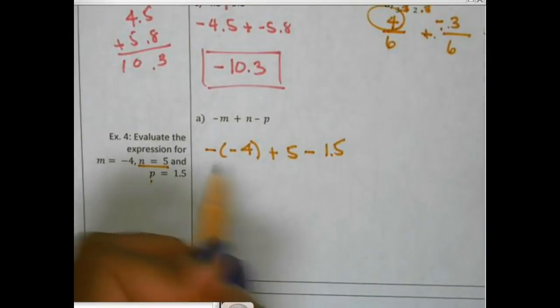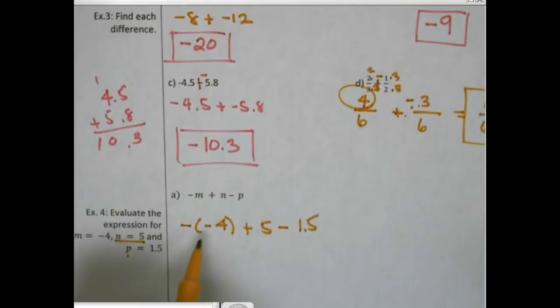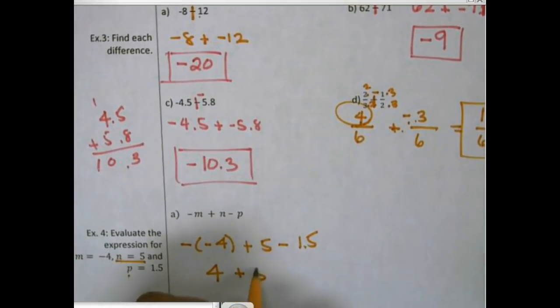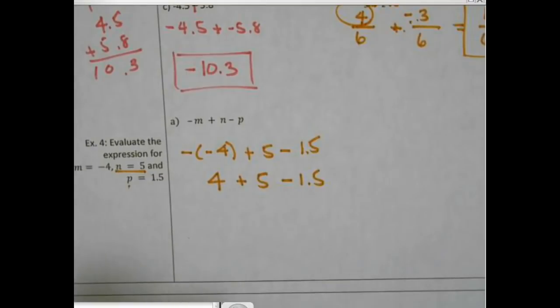Okay, this double negative. When you have a negative out in front, it really means the opposite. That's what we've been seeing here, here, and here. So the opposite of negative 4, what's the opposite of negative 4? Positive 4. I'm just going to rewrite the other stuff. Plus 5 minus 1.5. Order of operations.